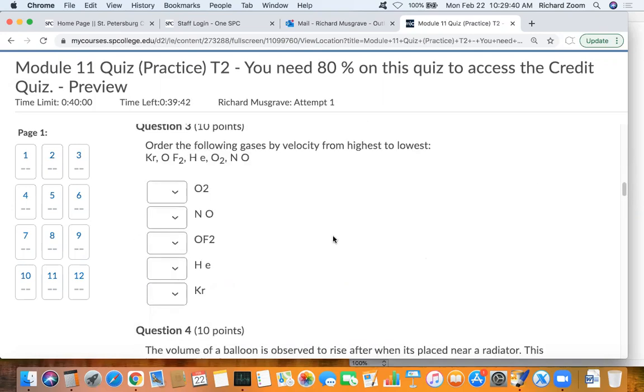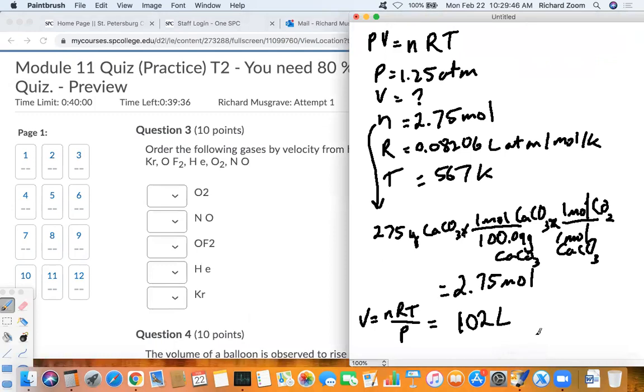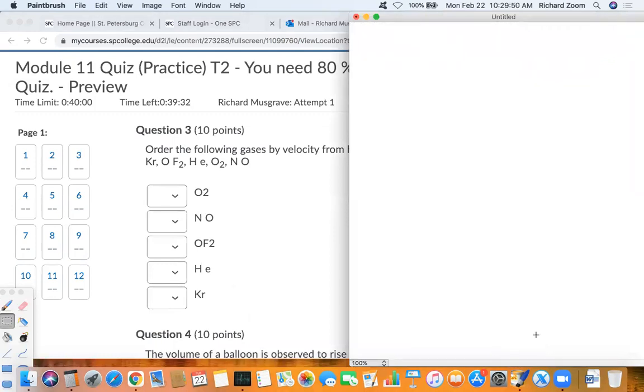This one here people often have questions about. It says order the gases by density from highest to lowest. Now I did talk about this a little bit earlier. The way you would do this is you're using the information I showed you earlier, that if you've got a big molecule versus a smaller one, that smaller molecules move faster.